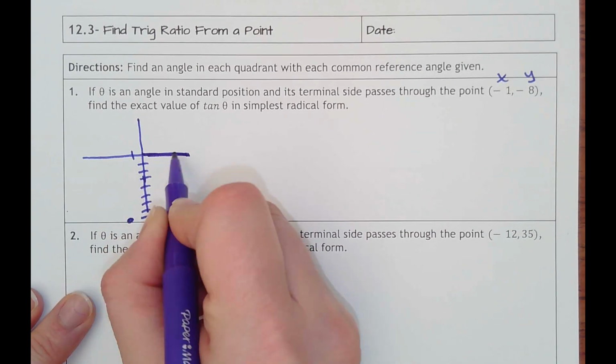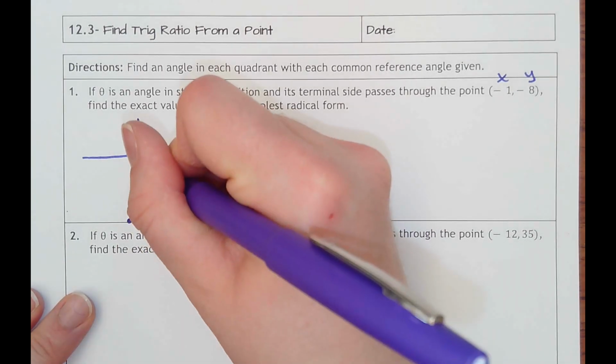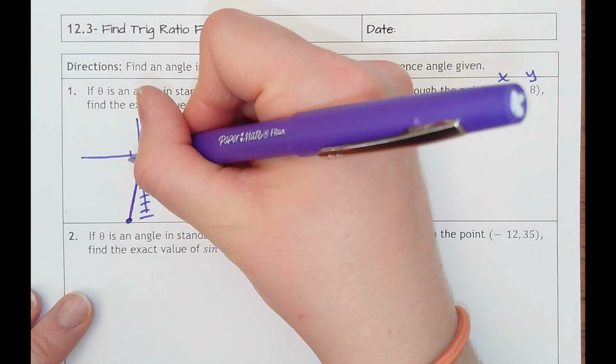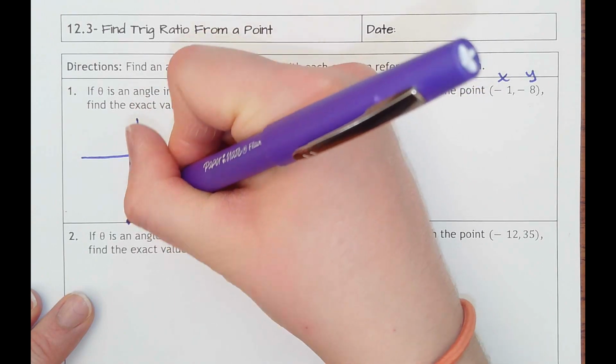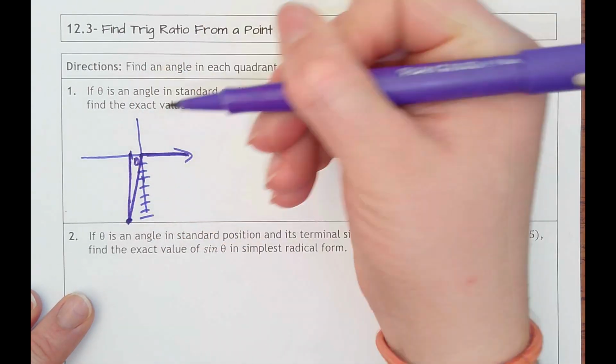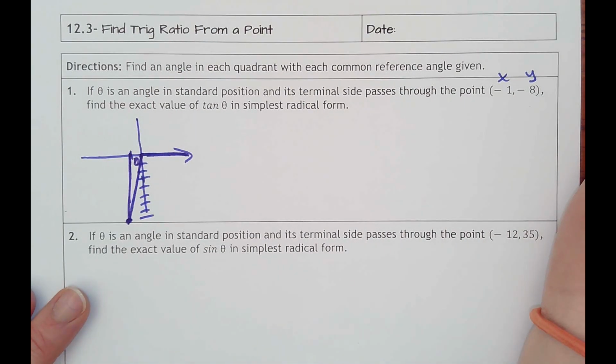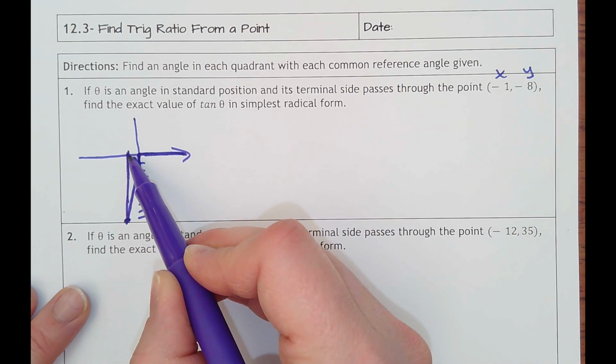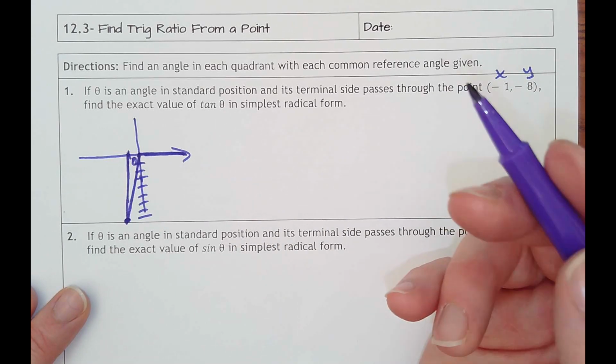So this would be our initial ray. It would open up, and then this would be the terminal. But what I want to do is make a triangle here, where this is my theta angle. This is not a very good one because it's so skinny. But this is my angle. It's a reference angle because it's formed with the x-axis.